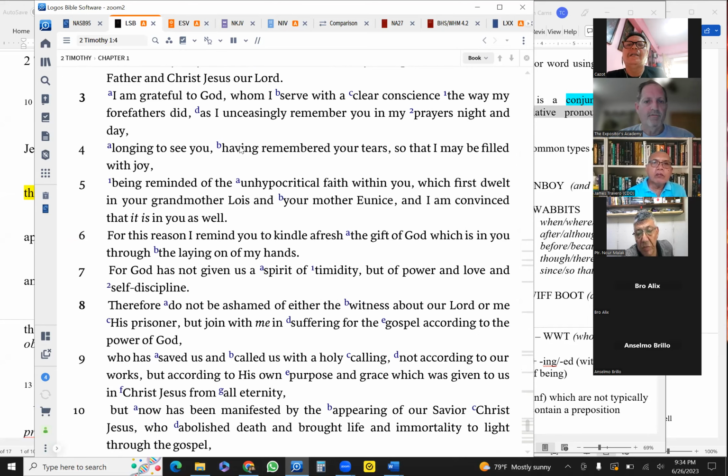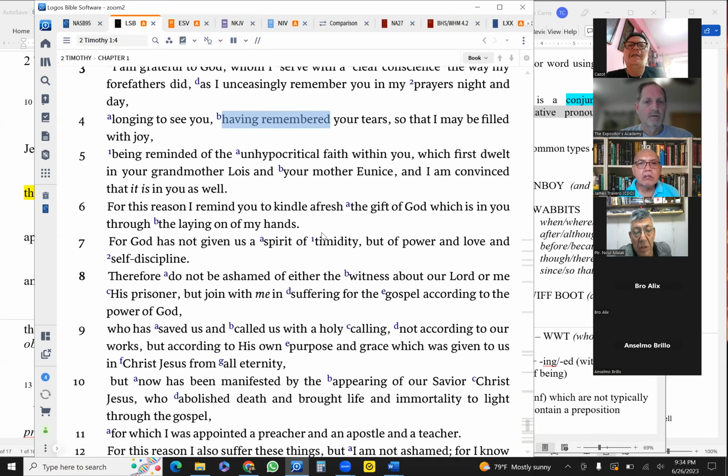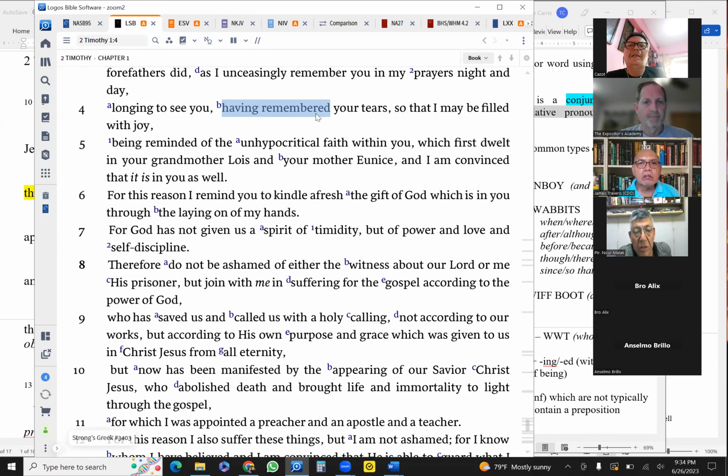There's one: having remembered. But notice, having remembered, that's together, that is a participle. So both words together are the participle. And being reminded.